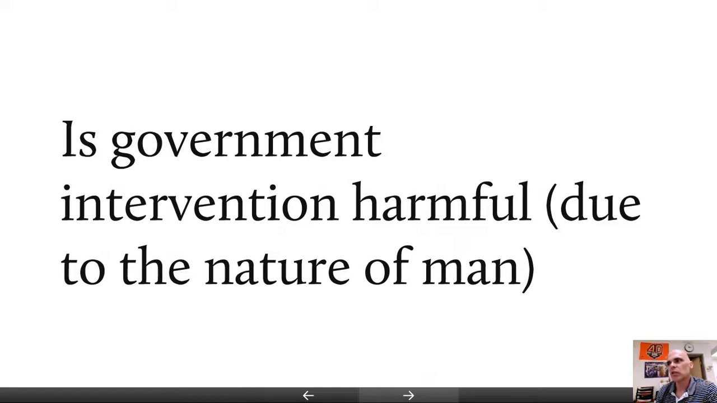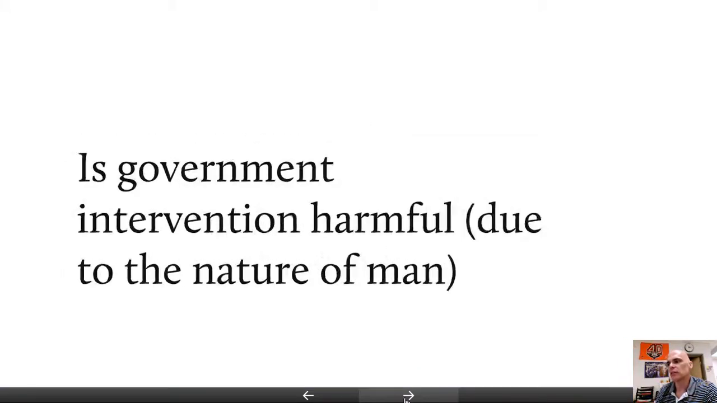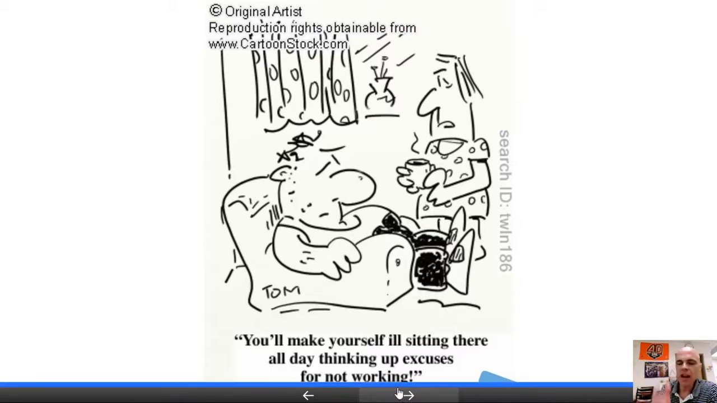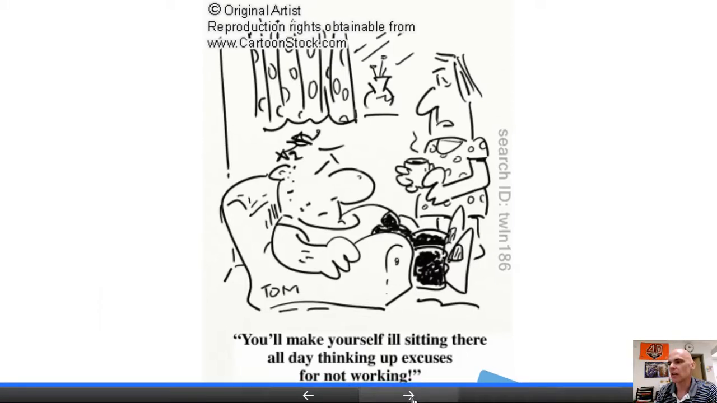Is government intervention harmful due to the nature of man? Can it create a culture of dependence? Can government create a culture of dependence where you look at the government as your means to your economic ends?